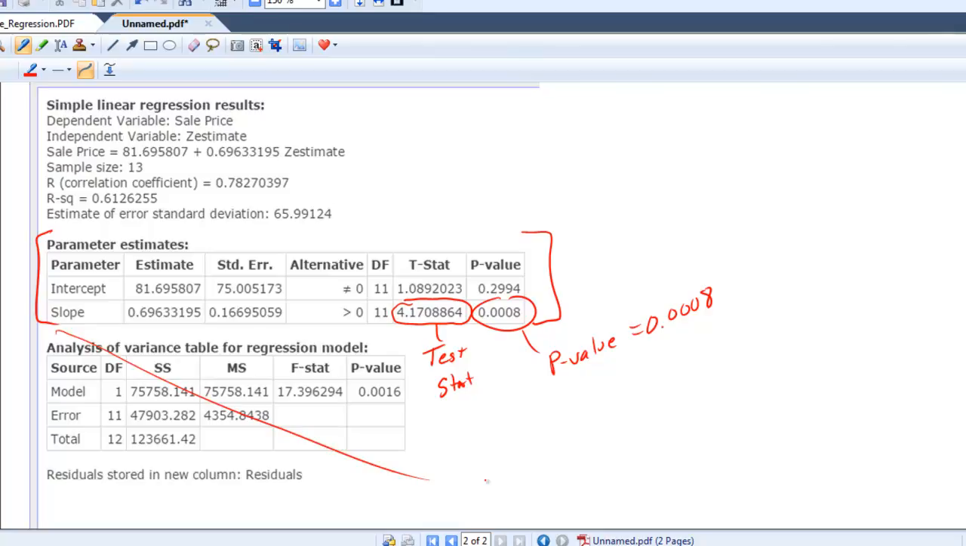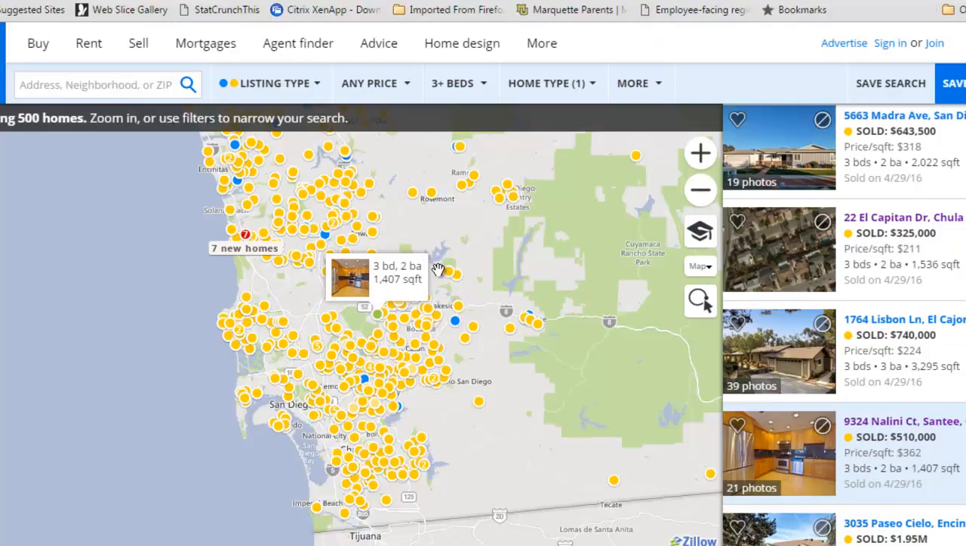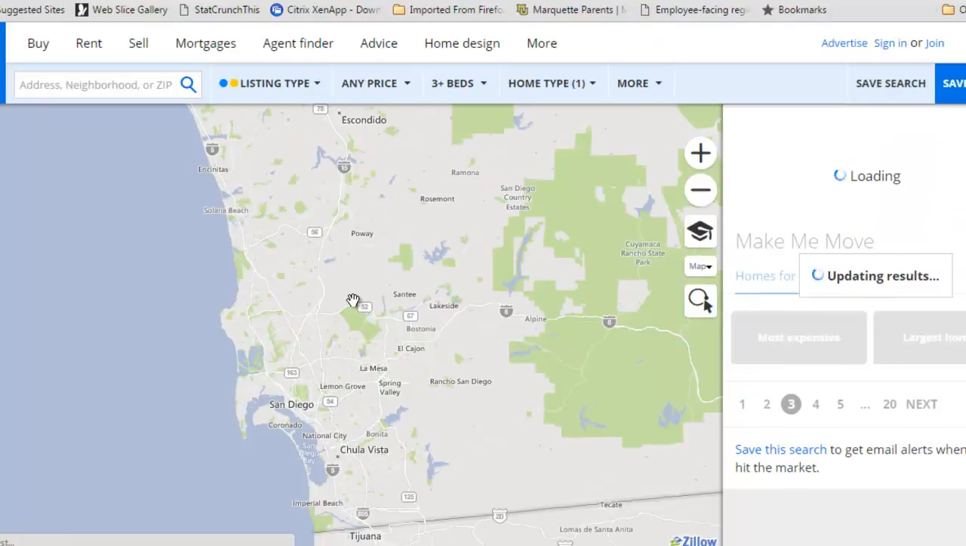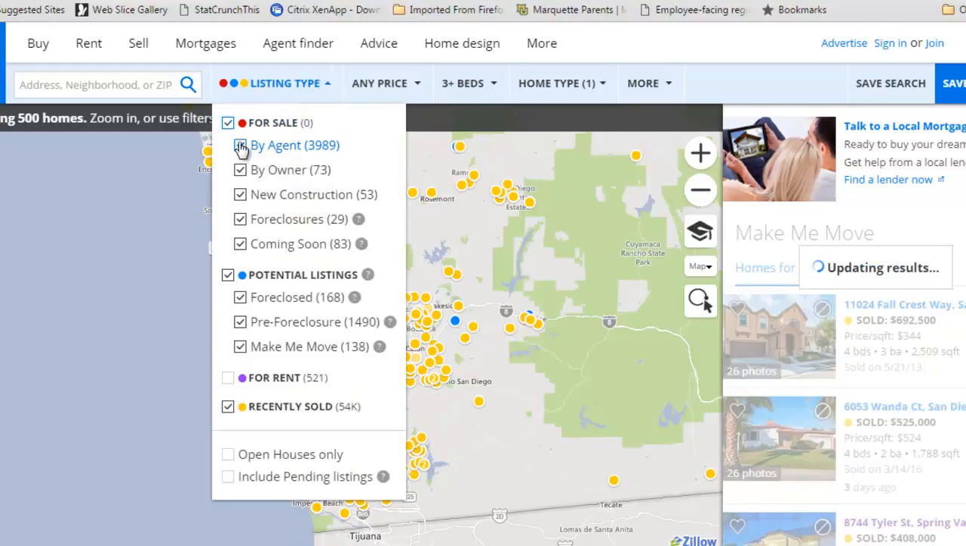Because there is a positive association between the zestimate and the sales price, it suggests that we could use this to make predictions about the sales price if we knew the zestimate. So Aaron, let's say you found a nice 3-bedroom, 2-bath home, right? We go back to Zillow here, and right now these are all the homes that have already sold. You're going to look for homes that are for sale now.